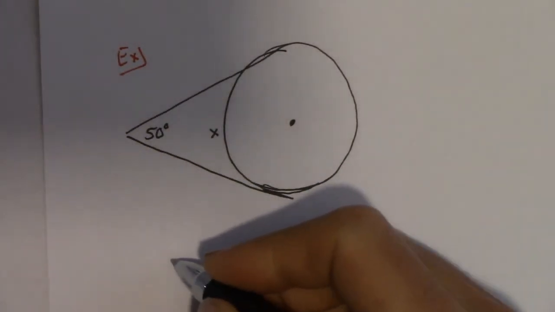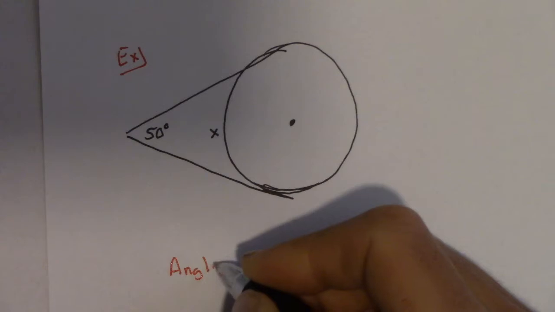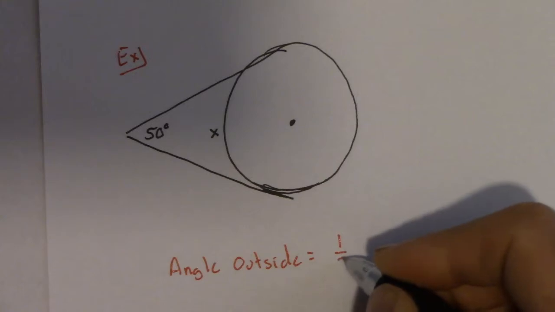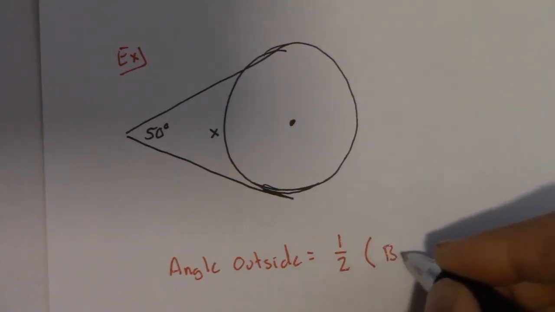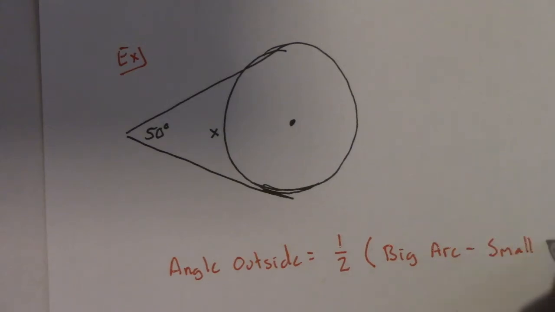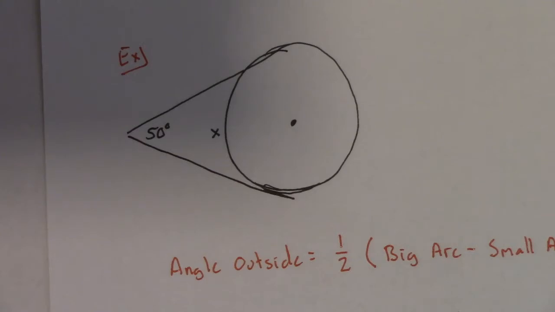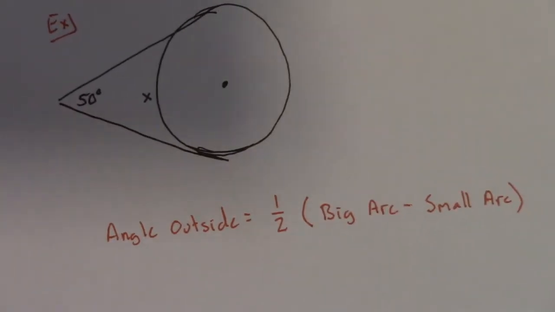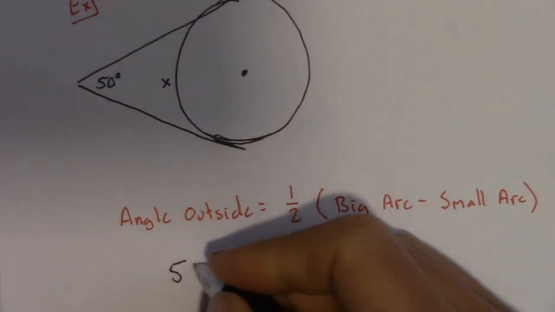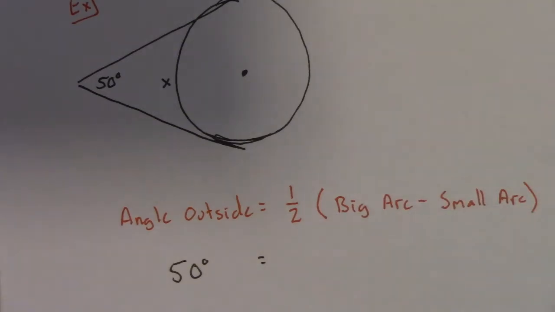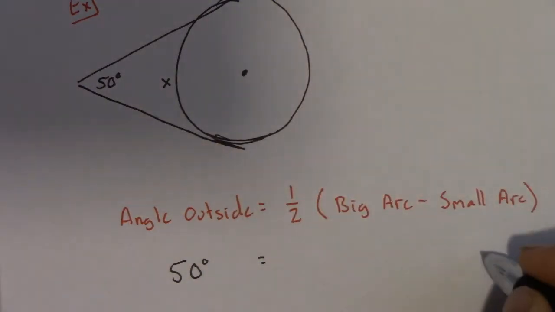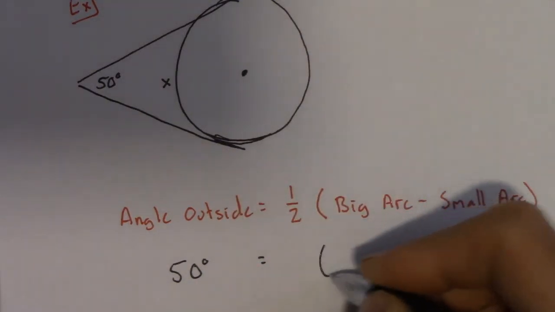So I'm going to say angle outside equals 1/2 big arc minus small arc. Okay, and let's see what we can plug in. So we know that the angle outside is 50 degrees. Okay, so I know that detail for sure. I also know that the small arc inside, right here, is x. So I've got that value, no problem.